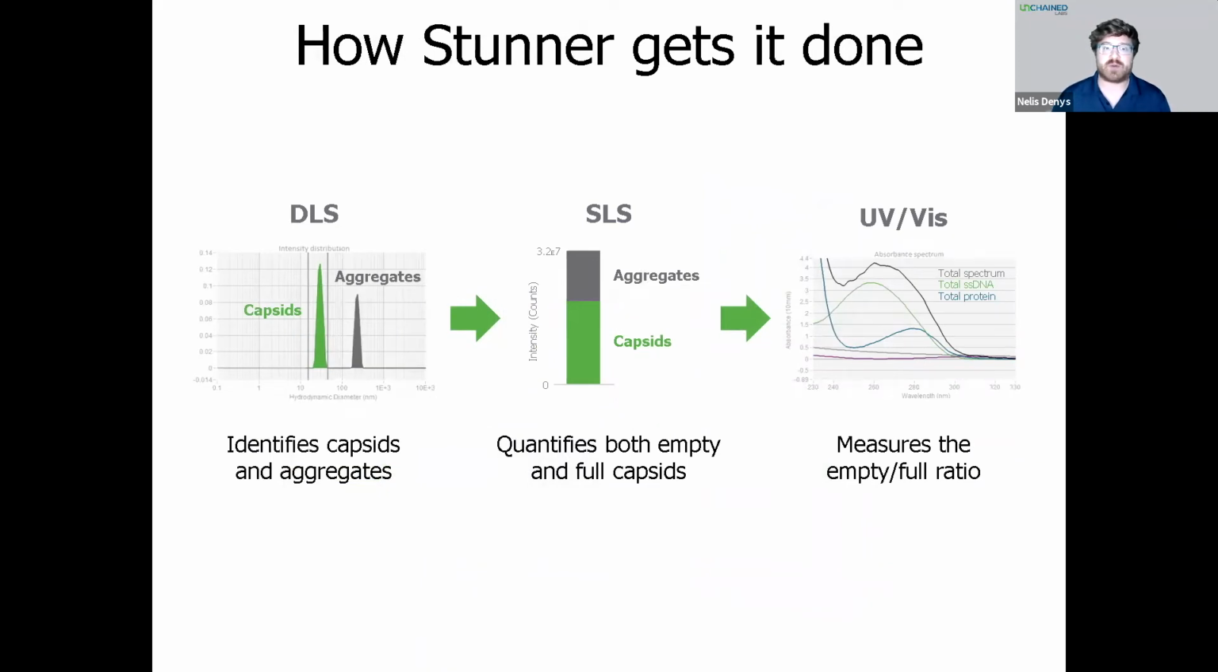Now, how exactly it works is shown step by step here again. First, DLS identifies the capsids, the aggregates, and how intense the signal is from each of those populations. In the middle, the info then helps you split up your SLS signal from a total into the amount just attributable to empty and full capsids combined. And finally, UV/Vis brings in that info about empty and full ratio, plus the totals for protein and DNA to provide the last piece of the puzzle.